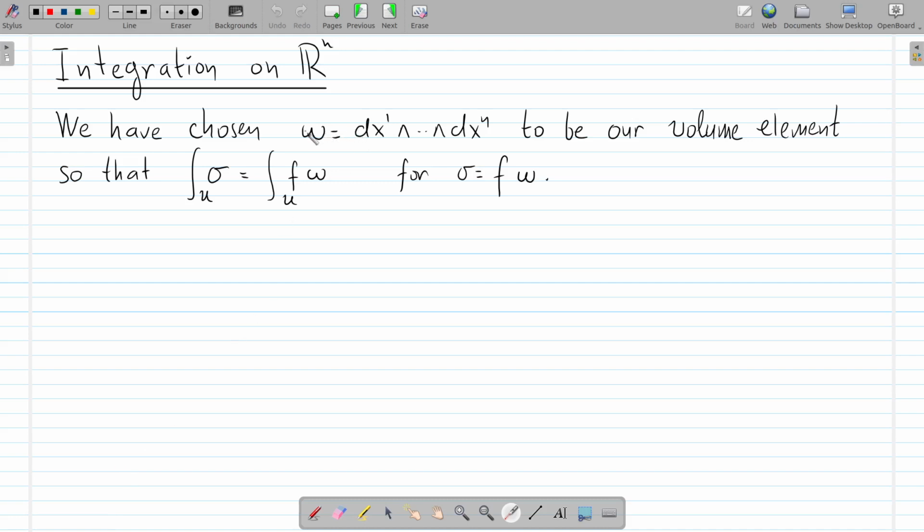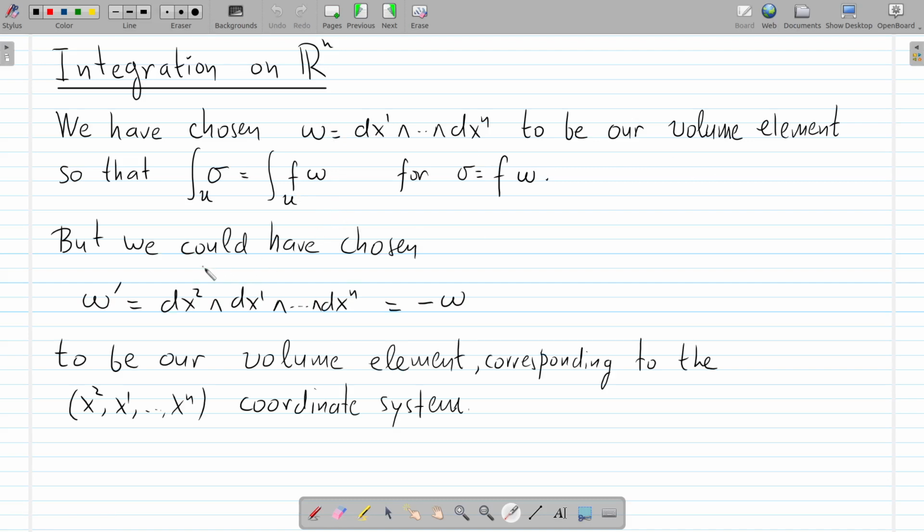We have chosen this special volume element omega to be used in the definition of the integration. But we could have equally chosen omega prime to be our volume element by simply taking a different order in the names of the coordinates. So if, for example, we take a coordinate system that has x2, then x1, then x3, and then xn, then the volume element defined in that coordinate system, omega prime, is equal to minus the form that we used originally. And this is because in the wedge product here, we have to exchange the positions of dx2 and dx1 to obtain omega, and because of the anti-symmetry of the wedge product, we obtain this minus sign.